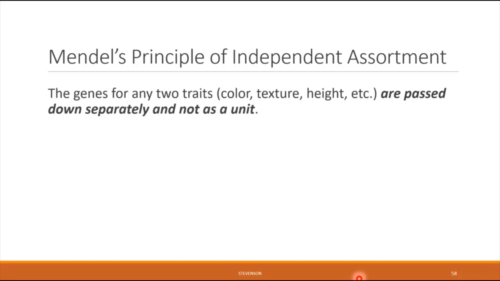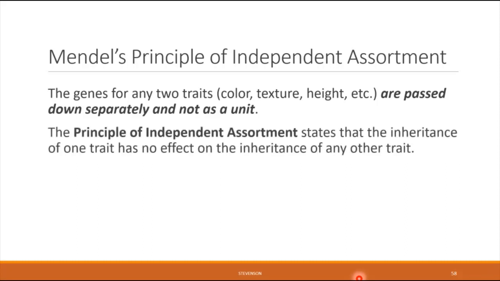down as a unit. The principle of assortment states that the inheritance of one trait has no effect on the inheritance of any other trait, and therefore, yellow peas don't always have to be smooth, and green peas don't always have to be wrinkled. The two traits are separate, and they can mix with each other in any possible form.